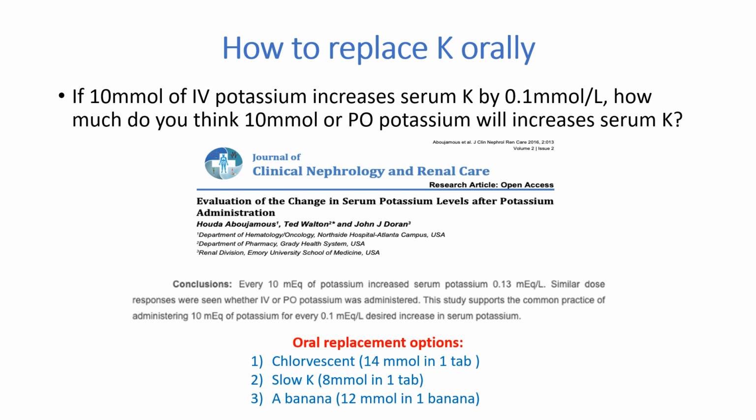Many people come onto the surgical wards and don't realize that oral potassium is equally effective at altering the serum potassium concentration as IV potassium. And I've just included a snapshot of a journal article to illustrate this point. So just like earlier, if you want to improve your serum potassium from 3.6 to 4, you would need to give an oral replacement of 40 millimole in total. Your three most common oral replacement options are Chlorvescent, which contains 40 millimole per tab, Slow K, which contains 8 millimole per tab, or you can just ask your patient to eat a banana, which contains 12 millimole in one banana.